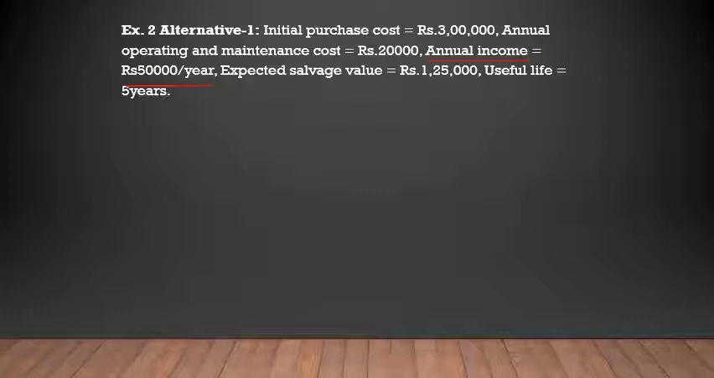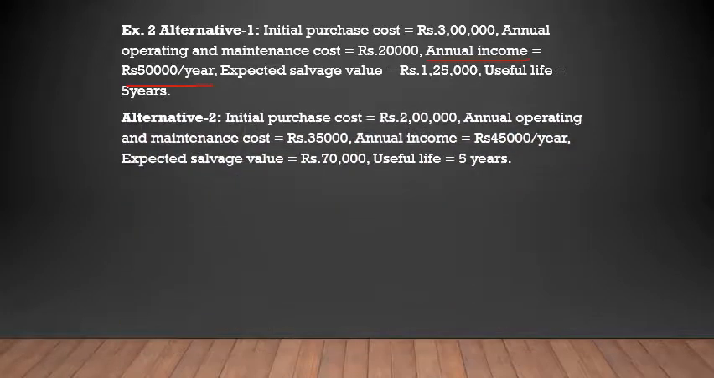What does annual income mean? Is it positive or negative? Income, the word itself is very clear. Income is positive. Revenue and income are all positive flows. That's what we need to identify. What is that annual income? Annual, very clear, it is A. Let us indicate them. Alternative 2 has the same thing, except that the annual income is rupees 45,000 per year. That is the difference between this problem and the earlier problem.